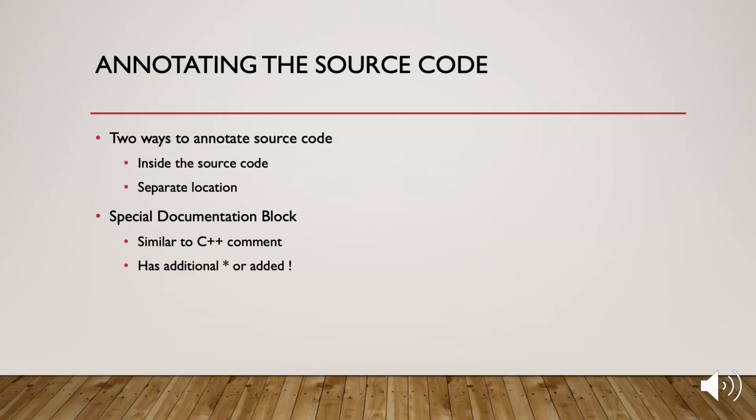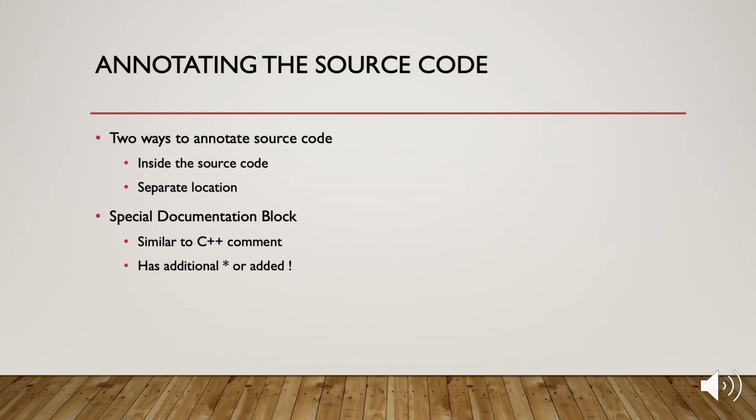Now, when it comes to annotating the source code, you really have 2 ways to do it. You can annotate inside the source code or in a separate location. When annotating inside the source code, the user will write a special documentation block in front of the declaration or definition of the namespace, class, or member. The special documentation block tells Doxygen that the special piece of code needs to be added to the documentation.